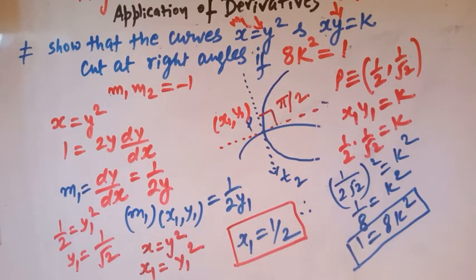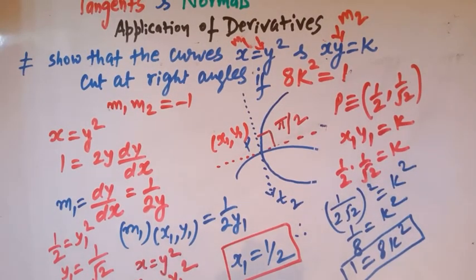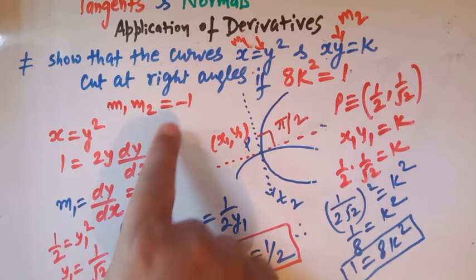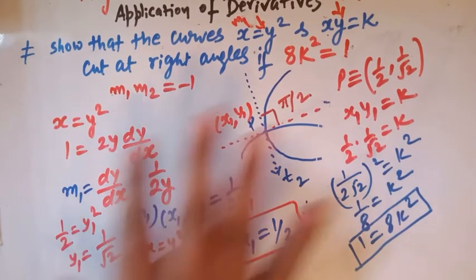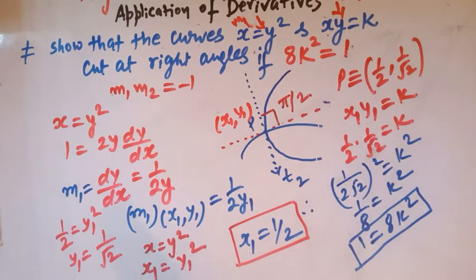Clear? So here we have seen that if two curves cut at right angles, what does this mean? It means that the tangents to the two curves must be at right angles if the two curves are intersecting orthogonally. Clear? Then the two tangents must be perpendicular, or the angle between the two tangents must be 90 degrees. And when this happens, the product of the slopes of the two tangents must be equal to minus 1, and the rest of the process is shown here. Clear? So let us take another question.